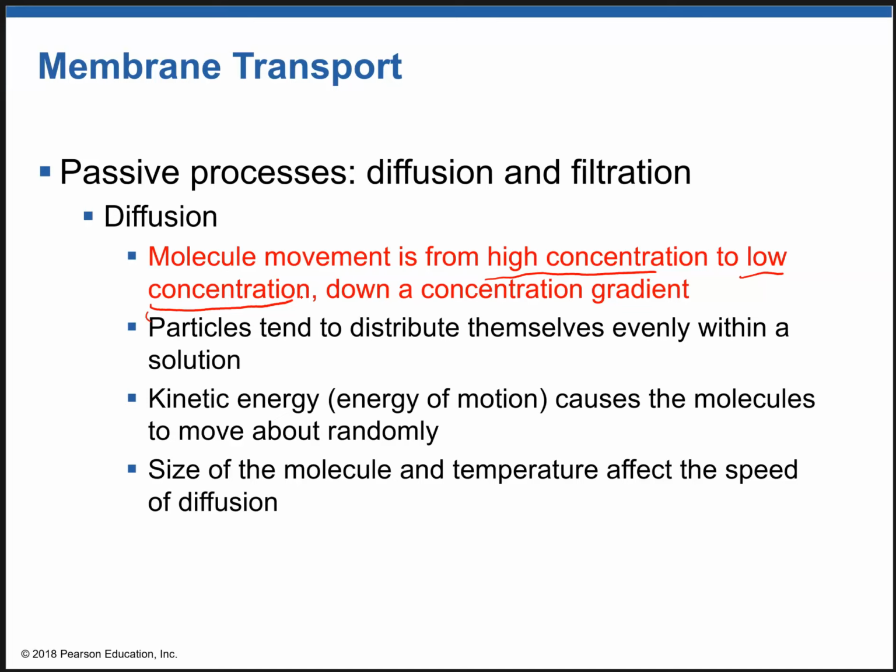The kinetic energy of the molecules just causes them to move around randomly until both sides of the plasma membrane have attained equilibrium, that is, the same concentration. Let's take a very simple example of diffusion. When you open an air freshener in the corner of the room, initially just the corner of the room is concentrated, but eventually the air freshener molecules spread around the room by the process of diffusion.